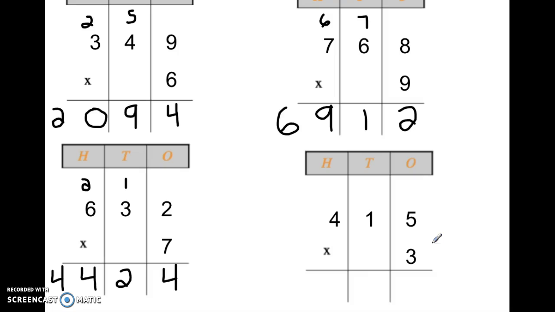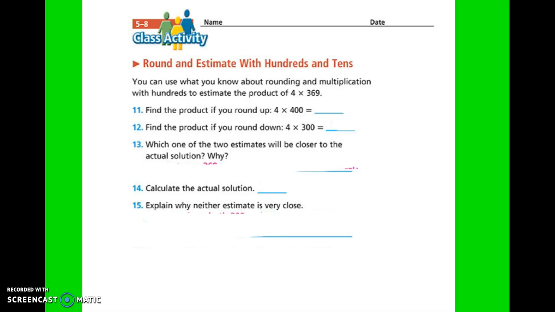All right, let's do the last one here. Go ahead and do this one on your sheet of paper, and then we'll compare answers. All right, let's see how you did. 5 times 3 is 15. I put the 1 over the 10 spot. 3 times 1 is 3, plus the 1 would give us 4. And then 4 times 3 is 12. So you should have ended up with 1,245.